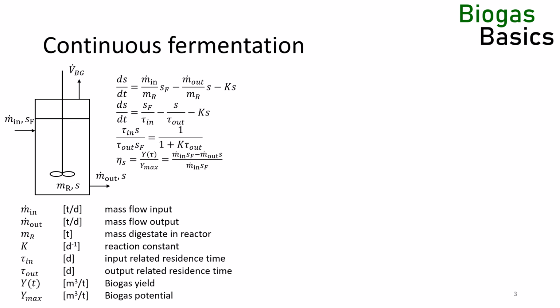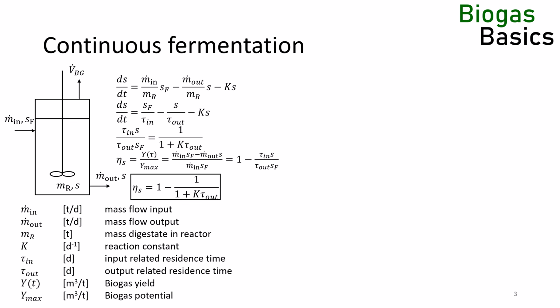We can use the inlet and outlet related residence times to reformulate the conversion factor. The term inlet related residence time times substrate concentration outlet over outlet related residence time times inlet concentration appears in both the mass balance and the conversion factor formula. We can substitute the factor and get the definition equation for the conversion factor in a steady state CSTR. The conversion factor eta is 1 minus 1 divided by 1 plus k times outlet related residence time.